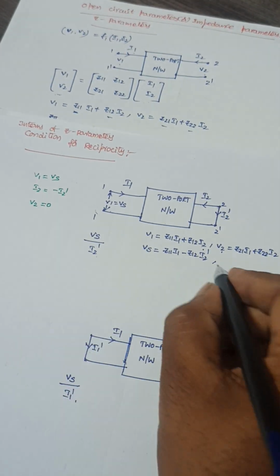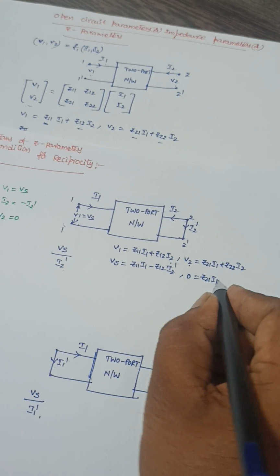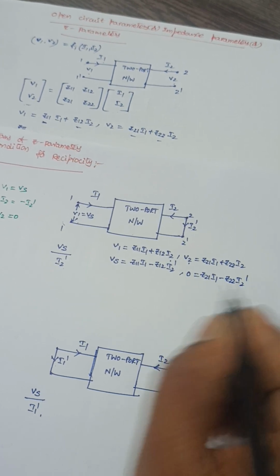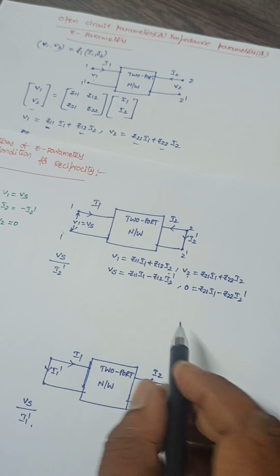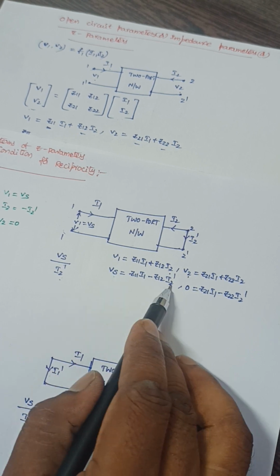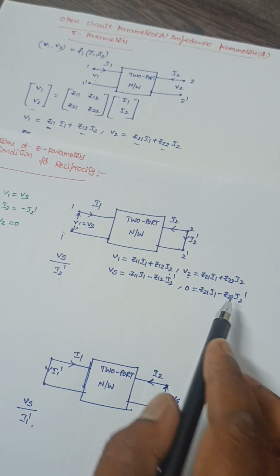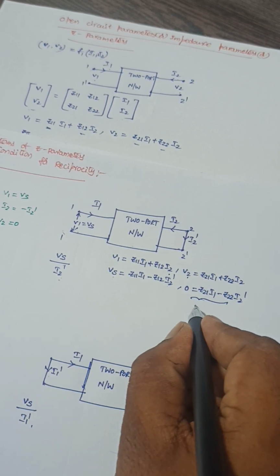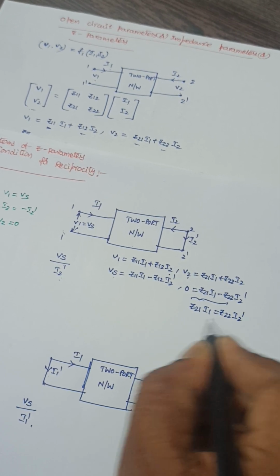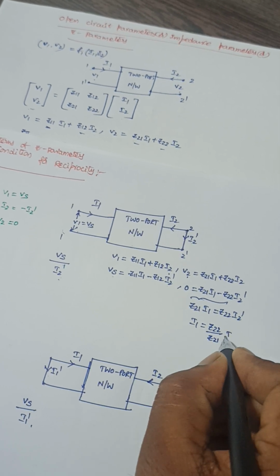Next, V2 is equal to 0 here. So 0 is equal to Z21 into I1, and in place of I2, if I replace with minus I2 dash, it will become plus Z22 I2 dash. Now what I need to find here is Vs by I2 dash. To find this, I need to find I1 in terms of I2 dash, which can be obtained from this equation. So Z21 I1 is equal to minus Z22 I2 dash. Now I1 is equal to minus Z22 divided by Z21 into I2 dash.